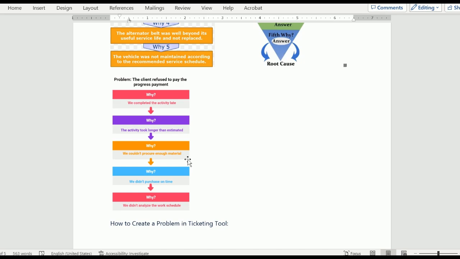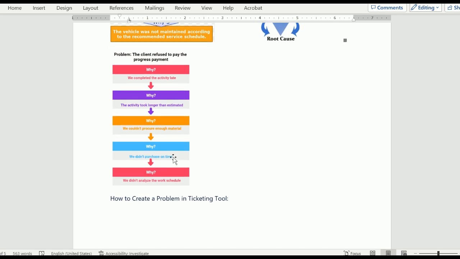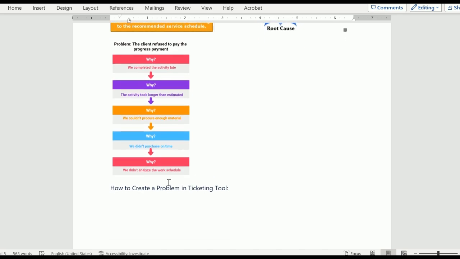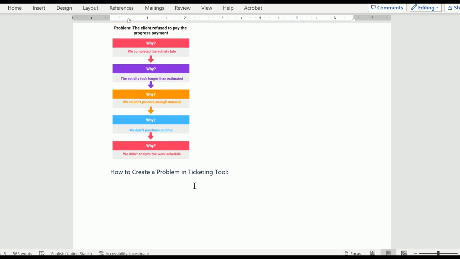We had less information related to that activity. Why didn't we purchase on time? So the final why: we didn't analyze the work schedule. That means you didn't analyze the scope of the work before creating the change or before creating this activity. So that's why you are unable to complete the activity, and that's why your client is unable to pay the pending amount or progress payment. So this is how you need to break down all your issues in real time. For any problem you need to prepare this kind of 5 whys and you will get the answers.